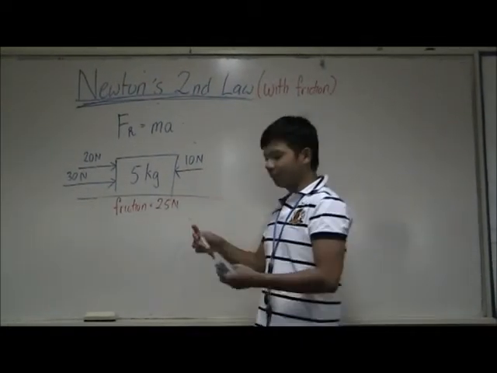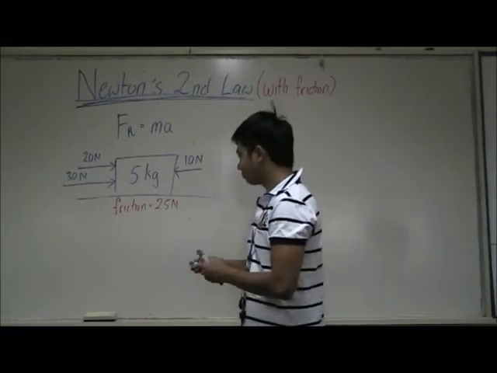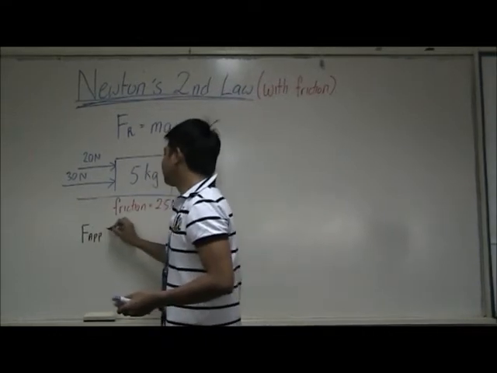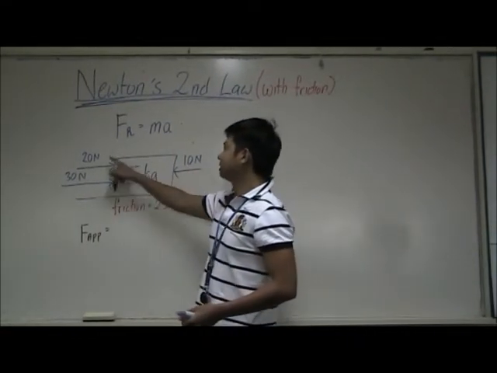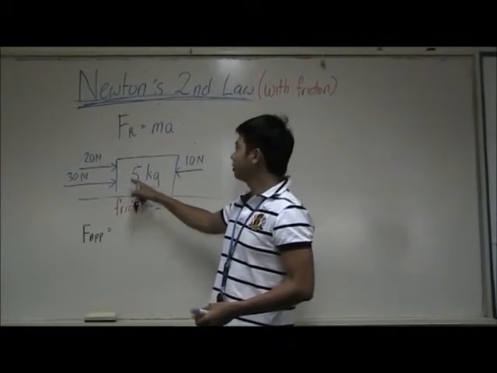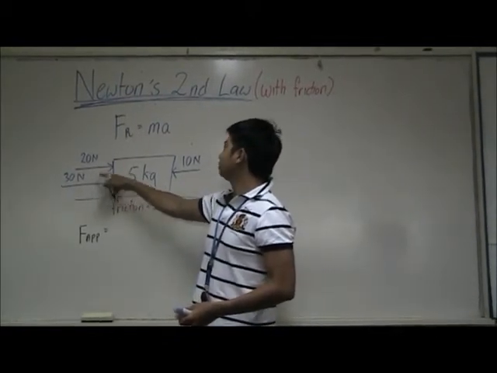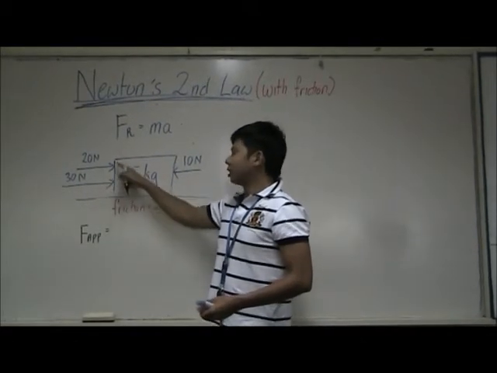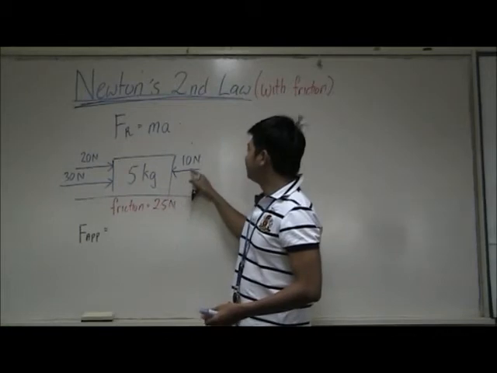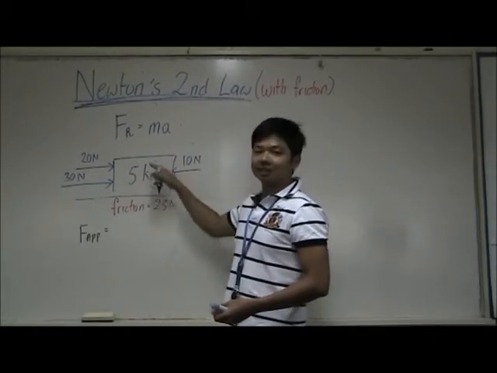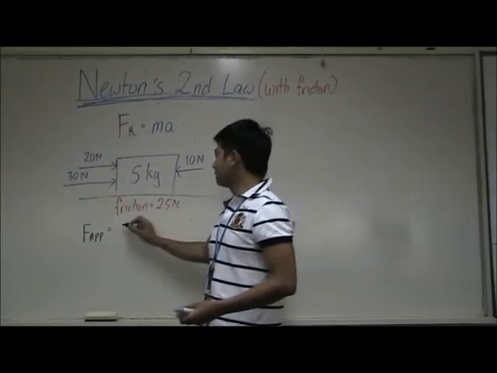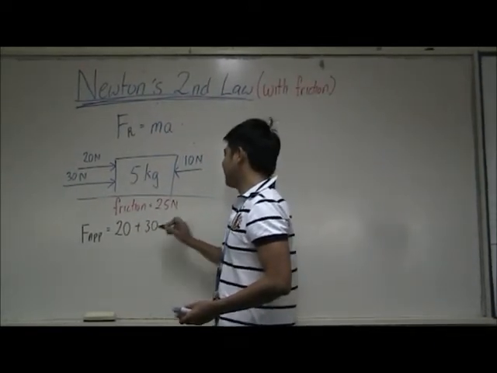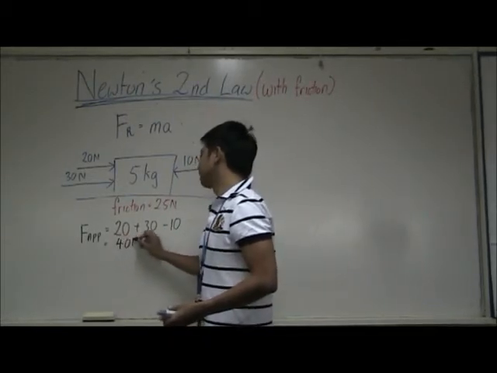Okay, before we do that, let me introduce a new term called the applied force. Applied force is actually the combination of all the forces that are applied on the 5 kg mass. So in this case, it will be the 20 Newton, 30 Newton, and the 10 Newton. Any forces that are in the same direction, we add together, and any forces like the 10 Newton that is in the opposite direction, we have to subtract. So applied force in this case will be 20 plus 30 minus 10. So this will give us 40 Newton.